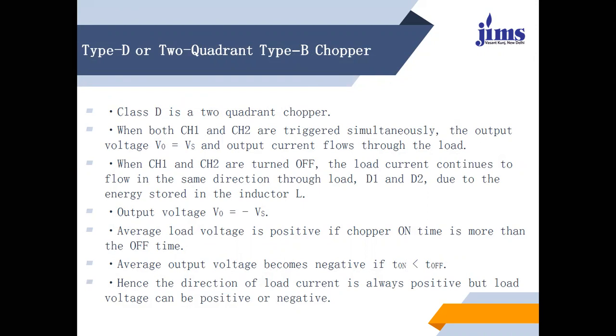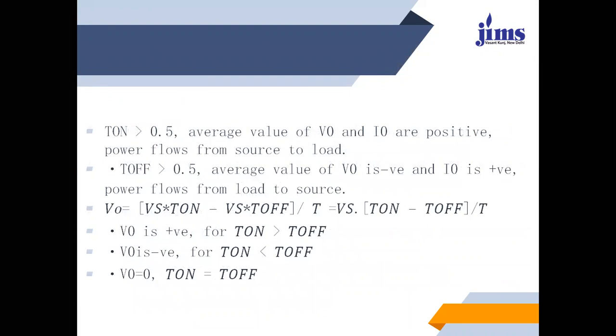Average load voltage is positive if the chopper on time is more than the off time. Average output voltage becomes negative if T on is less than T off. Hence the direction of load current is always positive, but load voltage can be positive or negative. If T on is more than 0.5, the average values of V output and I output are positive, and power flows from source to load. If T off is more than 0.5, the average value of V output is negative and I output is positive, so power flows from load towards the source.